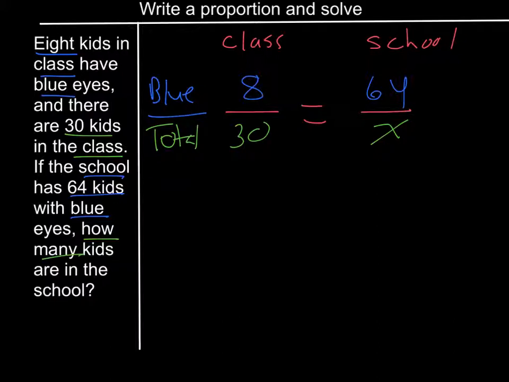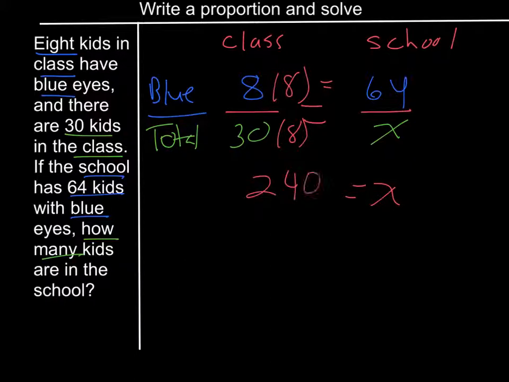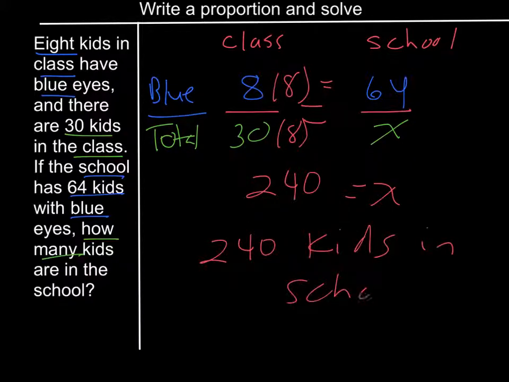Okay, and at this point, I don't care how you solve it. If you can use multiplication or division to solve it, that would be great. If you want to cross multiply, that would be great. I set it up so that we could do multiplication. So what I see here is that I could multiply 8 times 8, and that gives me 64. Therefore, I could multiply the bottom by 8. So x is going to be equal to 30 times 8, which gives me 240, which means there are 240 kids in school. Okay? And that's how we use proportions to solve real-world problems.